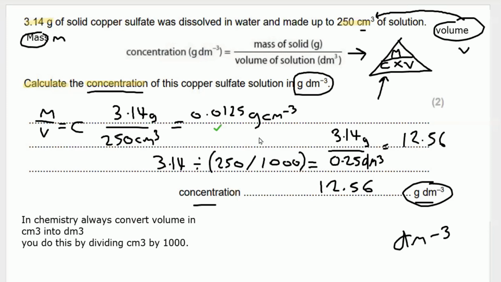So what do we get the answers for? I'll just put ticks where you could possibly get the marks. You get 1 mark even if you forgot to convert to decimeters. Otherwise, you'll get a mark for your working out and a mark for the final answer.